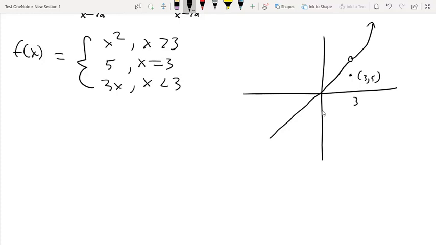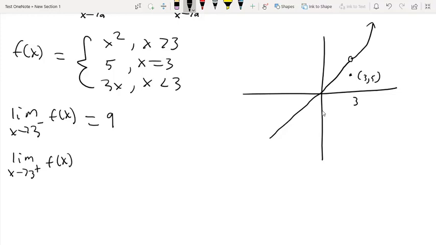Now, if we find the limit as x approaches 3 from the left of f of x, we'll see that we'll be following this part of the piecewise function when x is less than 3, because it's from the left, so it's going to be less than 3. We'll see it gets closer to 9, because we're following 3x here, and the limit as x approaches 3 of 3x is 9. But let's say we find the limit as x approaches 3 from the right of f of x. In this case, we're following this part of the piecewise function, the part where x is greater than 3, because we're coming from the right. We'll see that it's also going to approach 9.